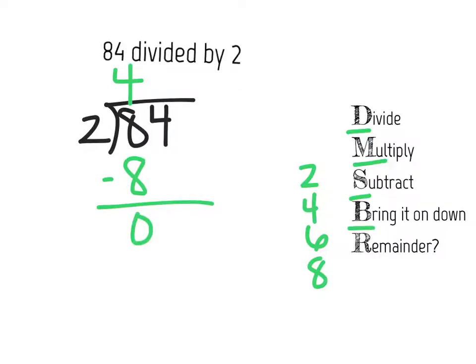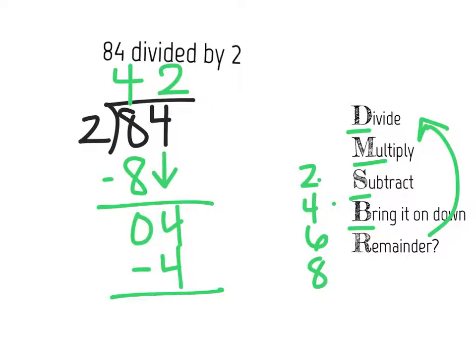Bring it on down and bring it on back. I'm going to bring on down my 4. And then I'm not to the end yet, so I'm going to go right back up to divide. See how many 2s can I fit into 4. So if I skip count by 2s, 2, 4, so twice. So I'm going to put my 2 up top. Multiply. 2 times 2 is 4. Subtract. Bring it on down and bring it on back.